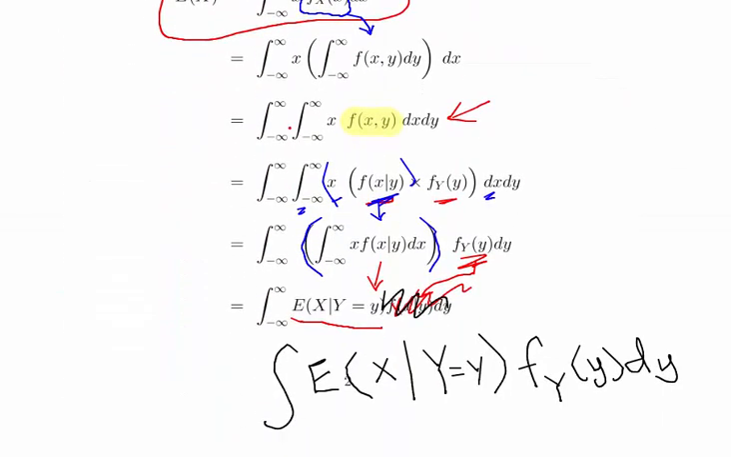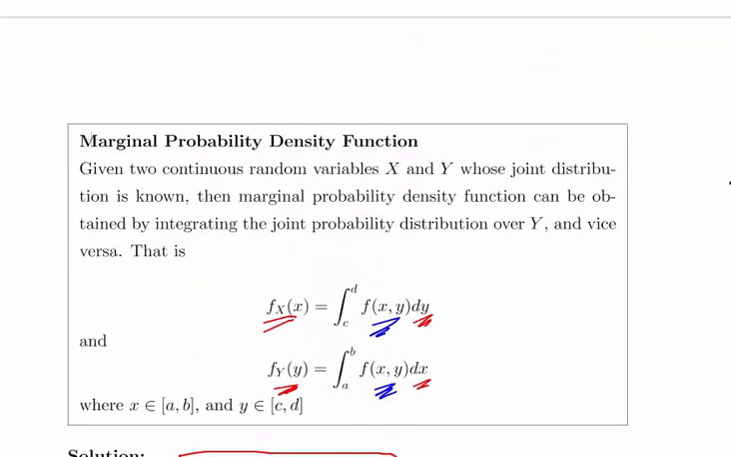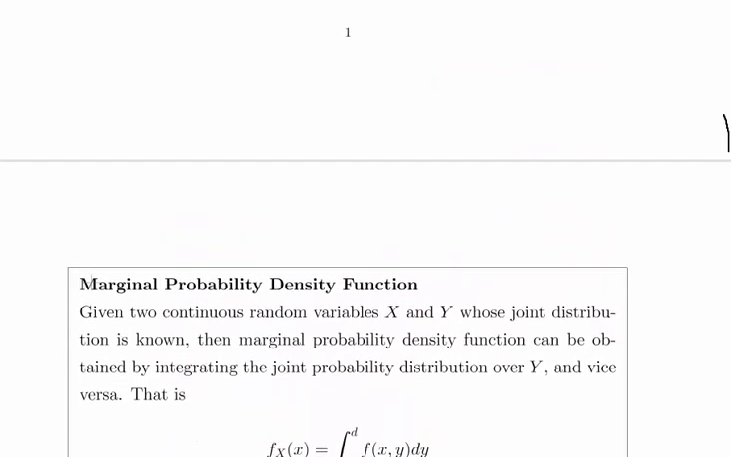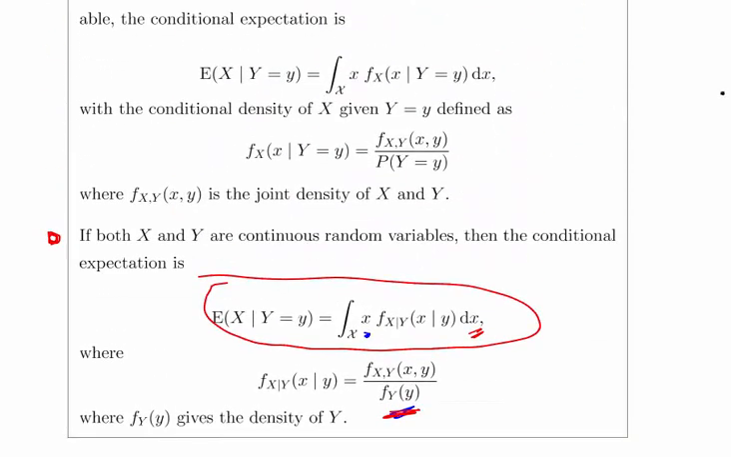So overall, it was using conditional expectations, conditional densities, marginal densities, joint densities, and so on. That's how we tackle this question. Okay, we'll leave it there.